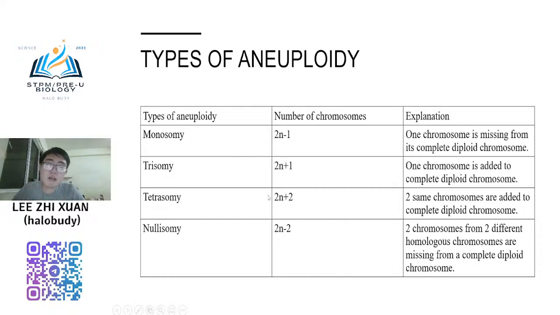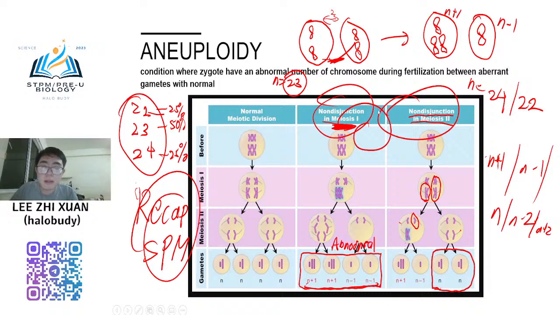So this one may also occur with non-disjunction in meiosis 1. So maybe it will occur something like macam ni lah. Not only one part of them, maybe both of them got non-disjunction. And then maybe meiosis 1 and meiosis 2 got non-disjunction combined. Bukan meiosis 1 je. Meiosis 1 and meiosis 2, both of them have non-disjunction. It can occur, but in our syllabus, you don't need to learn about all of these.